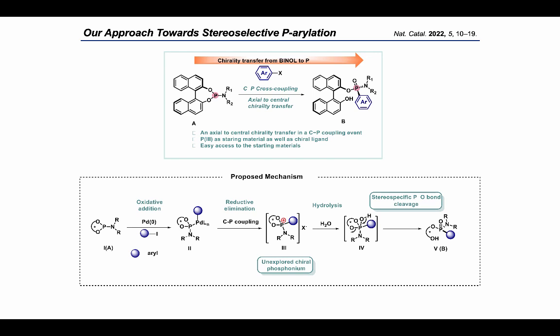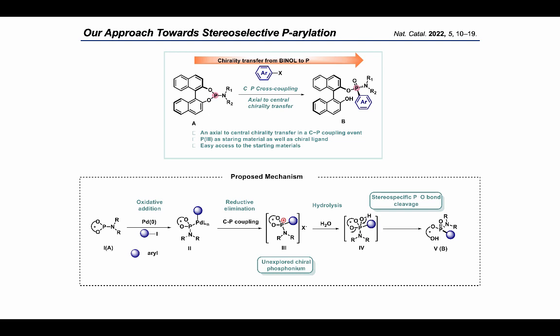We envisioned that in the first step, the formation of an aryl palladium 2 complex through the coordination of the phosphoamidite A to palladium 0 and subsequent oxidative addition of an aryl halide takes place. Consequently, reductive elimination could then form a yet unexplored chiral phosphonium salt 3. In this step, oxidation of phosphorus 3 to phosphorus 5 has to occur, and at the same time formation of a new C-P bond. The newly formed phosphonium salt 3 would be electrophilic in nature at the phosphorus center and therefore could be attacked by water to form the hydroxyphosphorane intermediate 4.